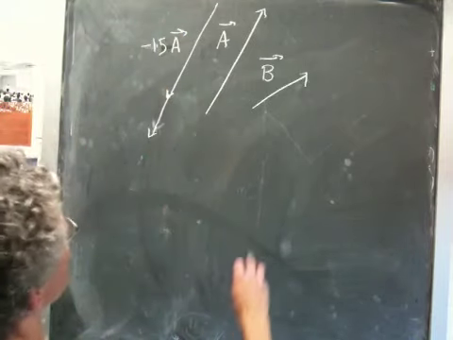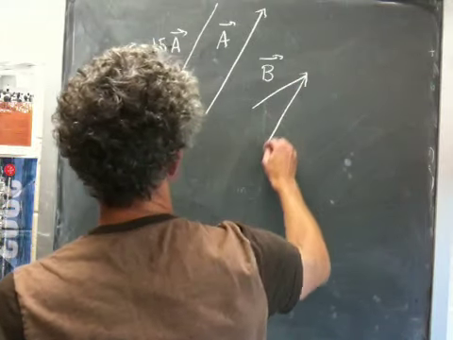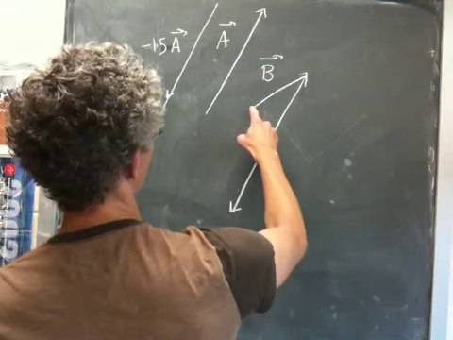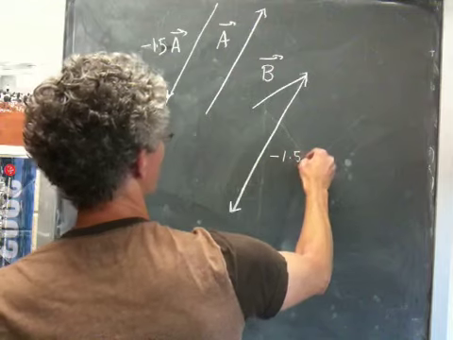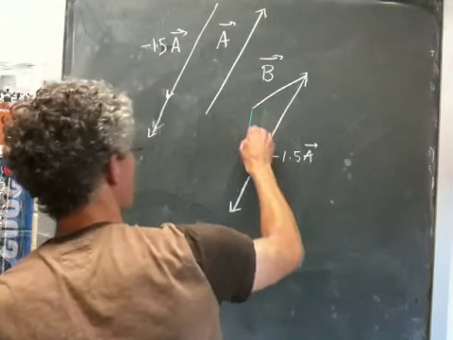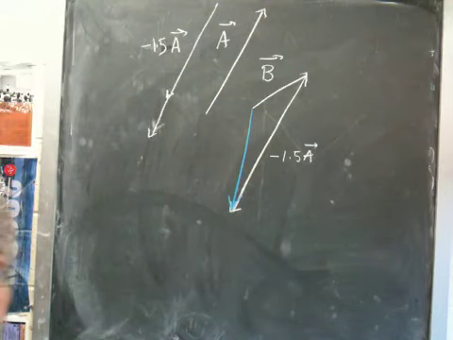So if I add my B vector to my minus 1.5A vector, like this, remember adding we do tip to tail, and we go from the tail of the first vector to the tip of the last vector. So the answer to that question is this vector here. That is B minus 1.5A.